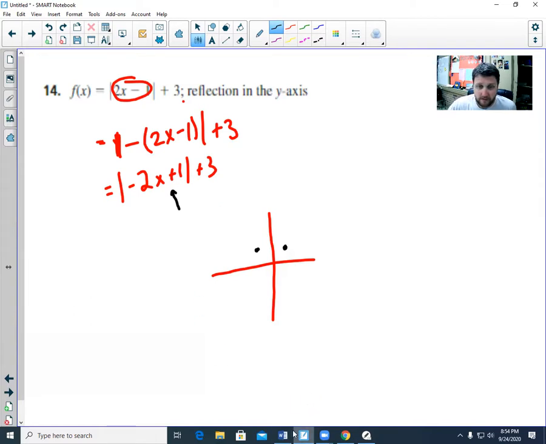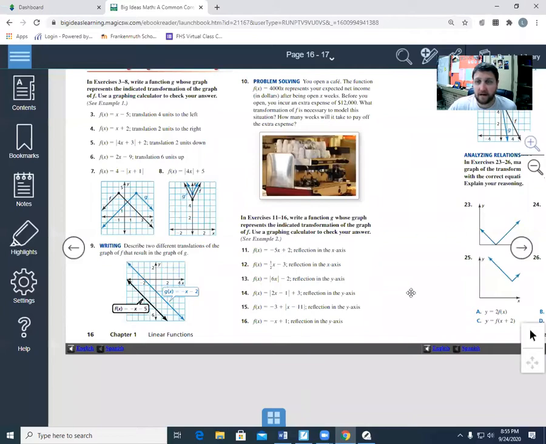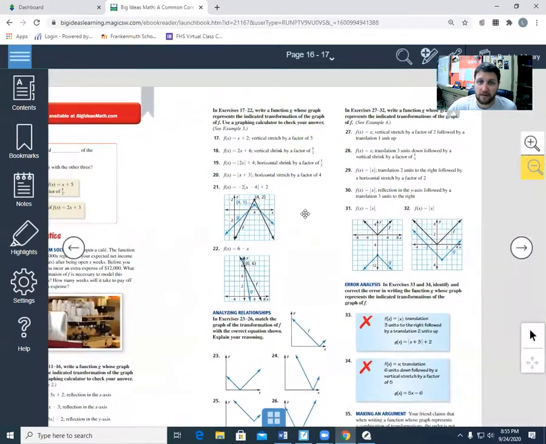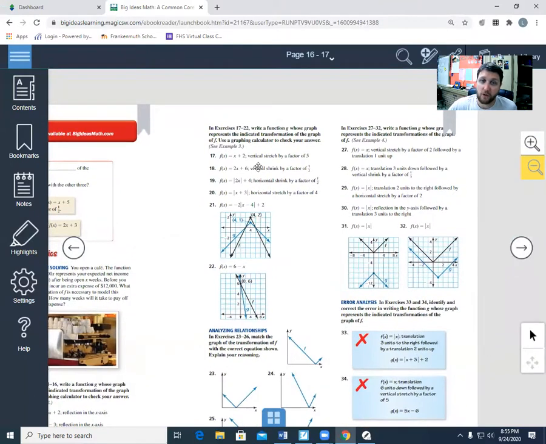Moving back into the book so that you can see it again. Moving back into the book here, we have a couple of different types of problems. These ones are asking us to specifically write a function, I guess it's the same kind of thing, that does the same kind of thing that we were doing here.